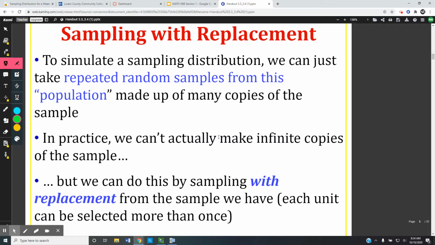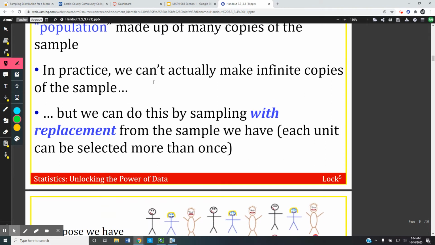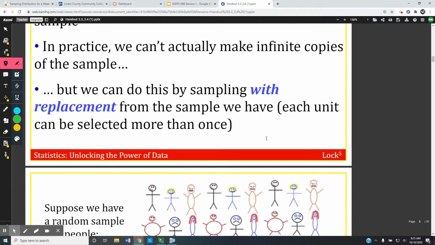So we sample with replacement, and it says to simulate a sample distribution, we just take repeated random samples from this population and we make many, many copies of the same sample. Now we have to follow some practices to keep it statistically sound, and we'll cover those in a second. In practice, we can't actually make infinite copies of the sample, but we can do this with sampling if we have the units that are going to be selected more than once.